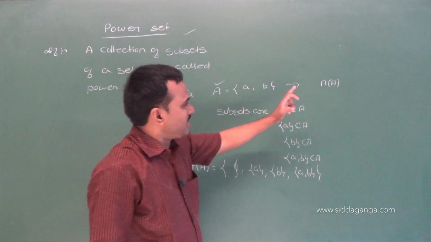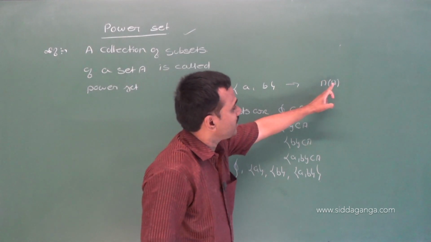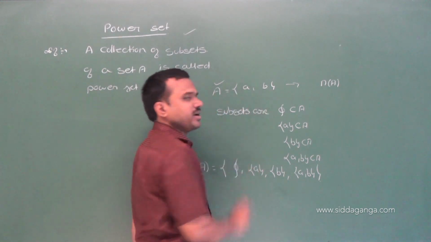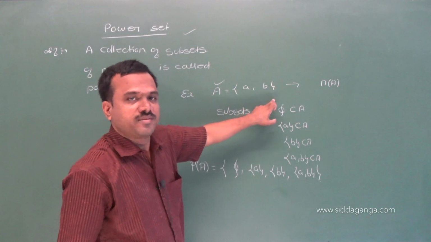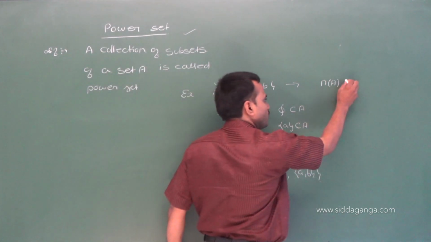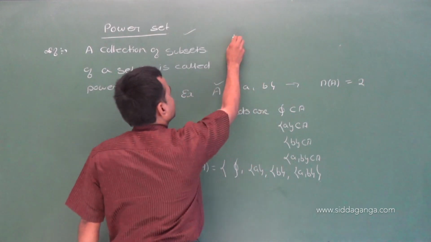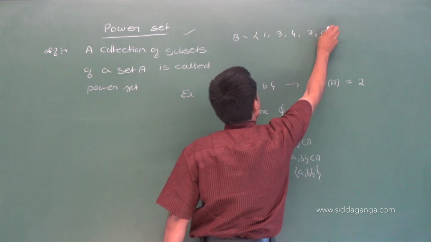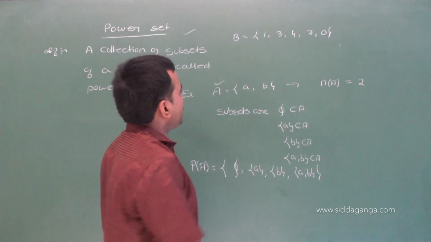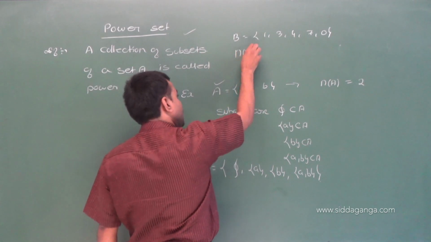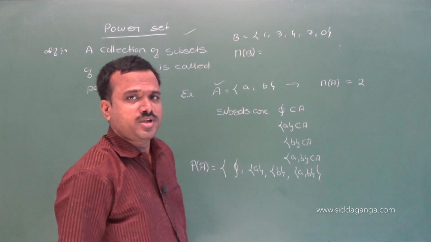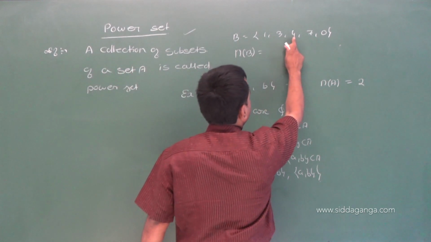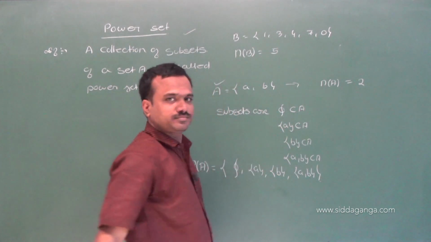N of A means N indicates the number of elements in A. N of A means what? The number of elements in A. The number of elements in A is 2. Suppose I write one more set. B is equal to {1, 3, 4, 7, 0}. Okay now. So N of B. N of B means the number of elements in the B set. Number of elements, what are those? 1, 2, 3, 4, 5. N of B is 5.